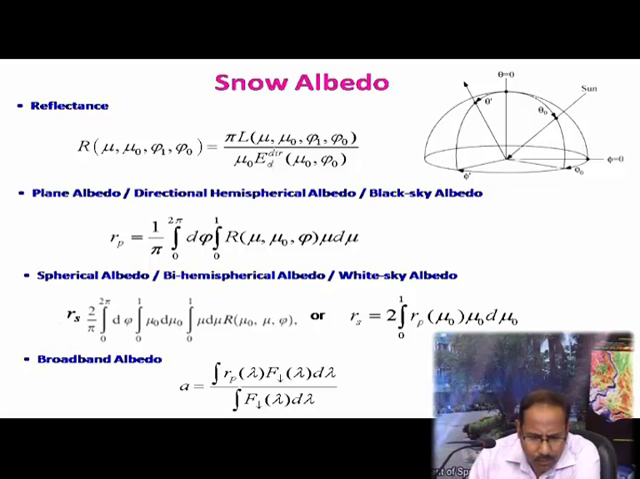Then comes the broadband albedo, that we normally measure using two pyranometers, up and down, and there we use this plane albedo, and F is the downwelling irradiance. Once you have the downwelling irradiance and the plane albedo, one can estimate the broadband albedo. Broadband albedo is the integration over the complete shortwave range, from 350 to 2500 nanometers, for all the wavelengths.